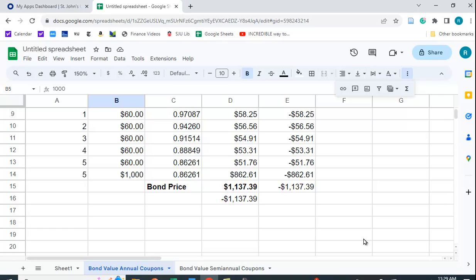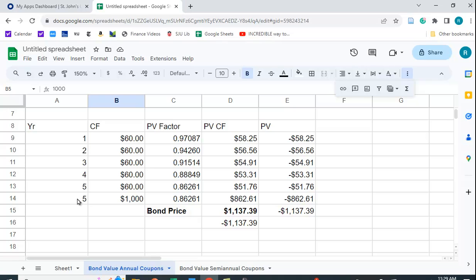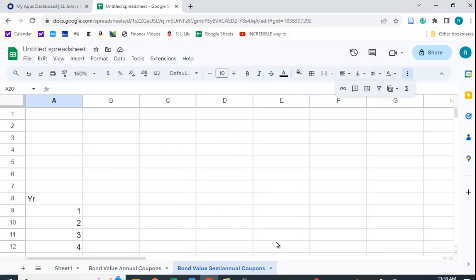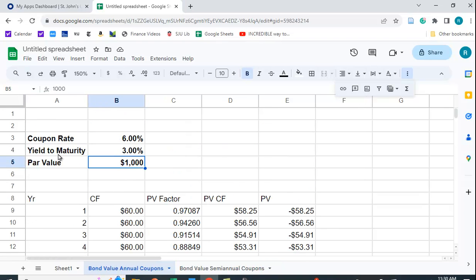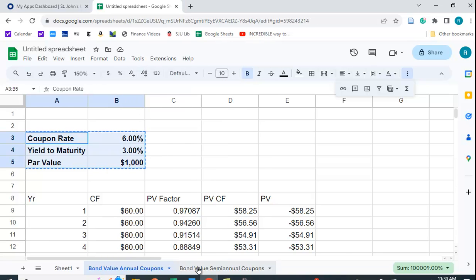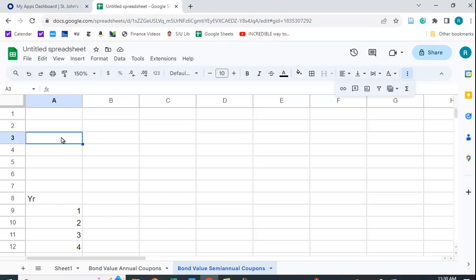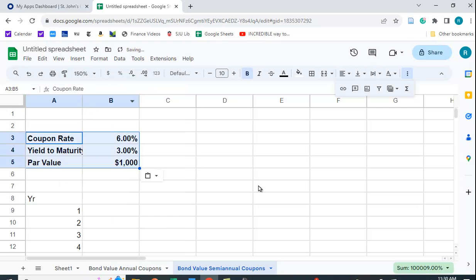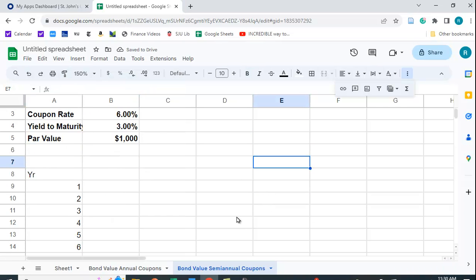So let me show you one more thing you may want to do. I did this with annual coupon payments, so yearly interest. It's quite common to get semi-annual interest. So let me just copy this information over. So we'll do the same thing we did before. And this time, I'm going to assume semi-annual interest.